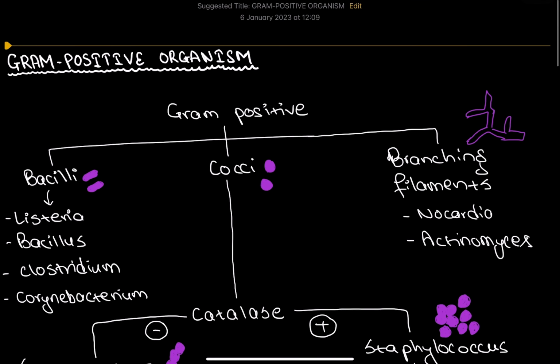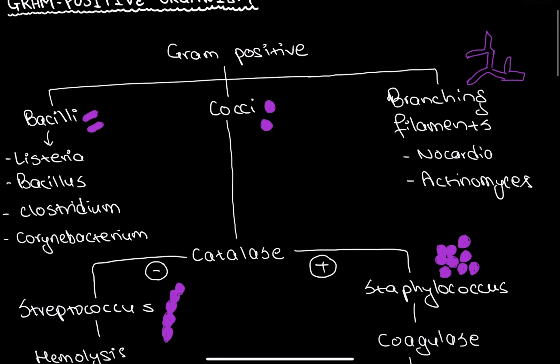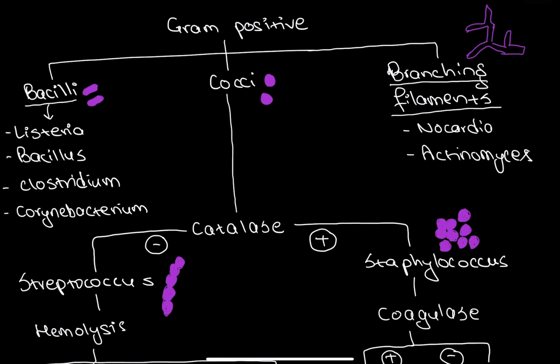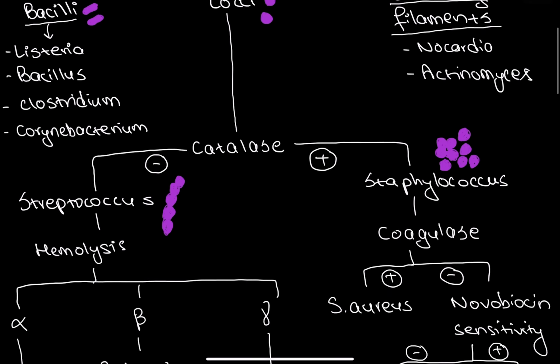So in this summary chart, we know this is the gram-positive. If there are branching filaments which resemble fungi, then they are known as Nocardia and Actinomyces. And there are very few bacilli that are gram-positive. Examples are Listeria, Bacillus, Clostridium, and Corynebacterium. And the rest, the maximum number of cocci, are gram-positive organisms, and we can differentiate them on the basis of the catalase test. Here we will look for bubbles.